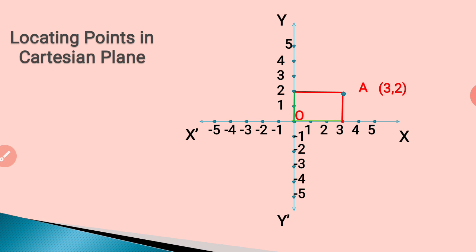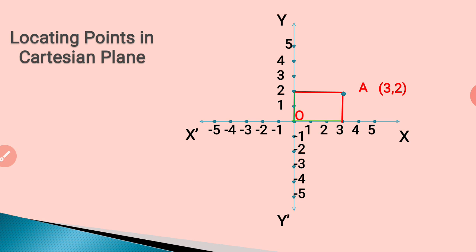Now the perpendicular from A on x axis reaches the point 3. So its x coordinate is 3. We always write the x coordinate first. Then we draw the perpendicular from A to the y axis and it reaches 2 in this case. So the second number is written as 2, which is called the y coordinate.